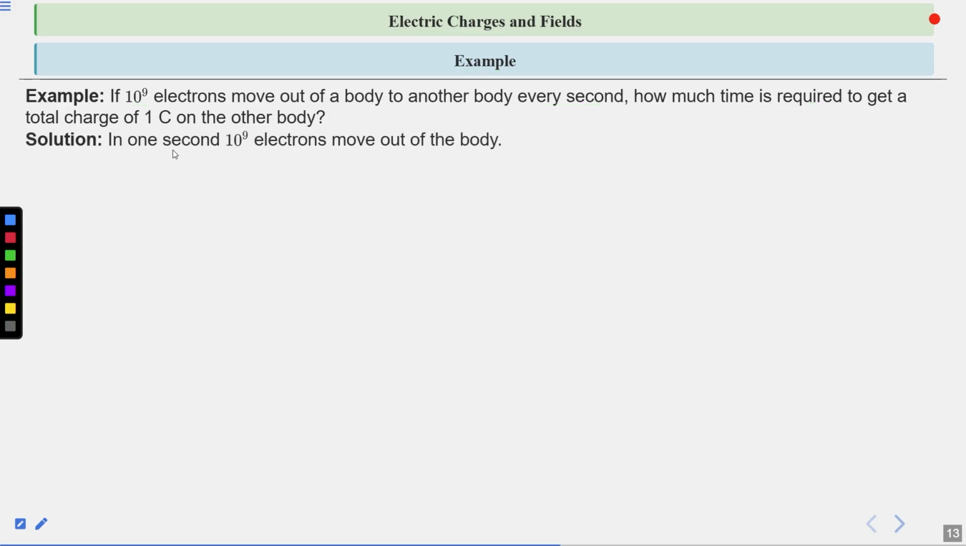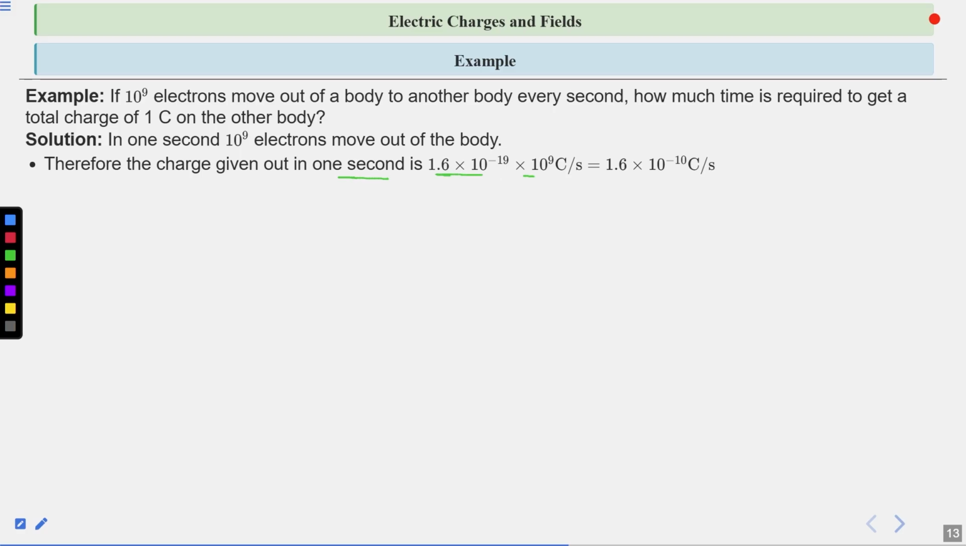Solution: in 1 second, 10 raised to the power 9 electrons move out of the body according to the question. Therefore, the charge given out in 1 second is 1.6 into 10 raised to the power minus 19 into 10 raised to the power 9 coulomb per second, which is equal to 1.6 into 10 raised to the power minus 10 coulomb per second.